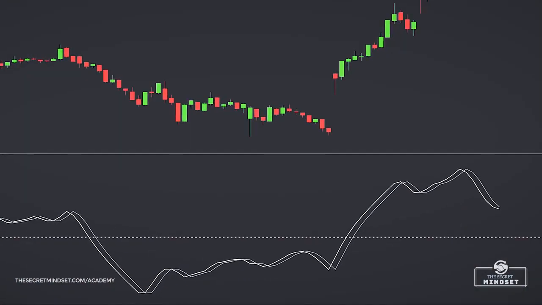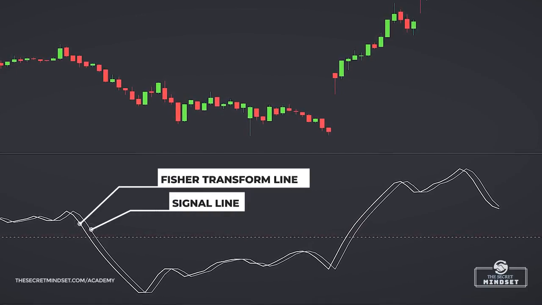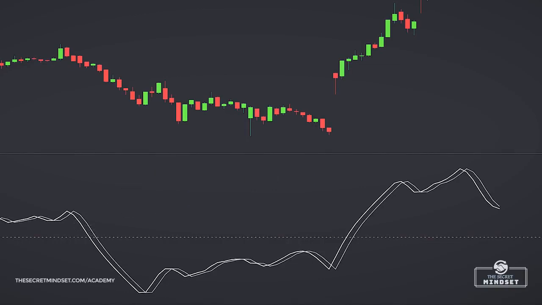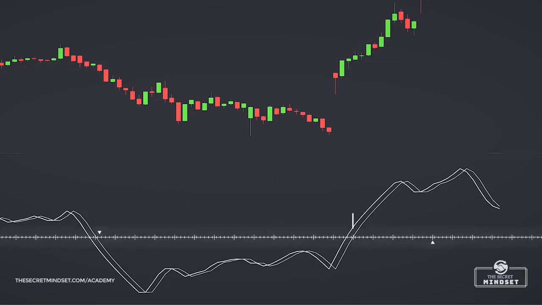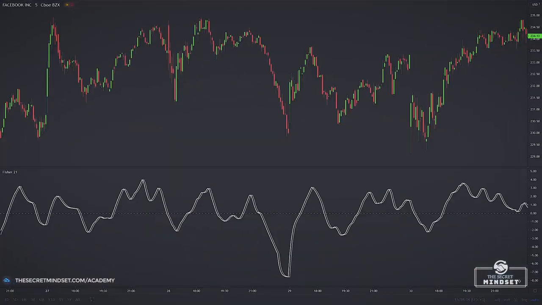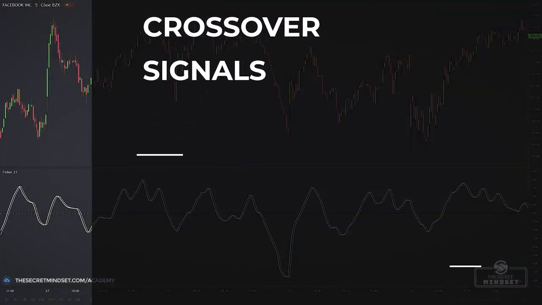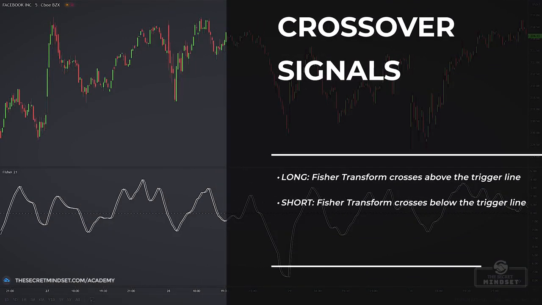The indicator consists of two lines. They are the Fisher transform line and the signal line. This is quite similar to the stochastic oscillator's fast and slow lines. When the value of the Fisher transform is above zero, it indicates an upward movement. When the value is below zero, it indicates a downward movement. So the Fisher transform has a signal line attached to it. This is a moving average of the Fisher transform value, so it moves slightly lower than the Fisher transform line.